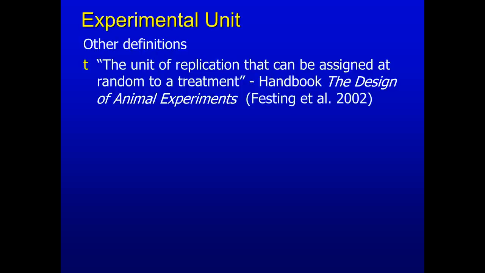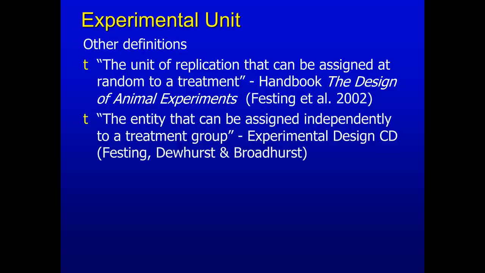Now, we talked about the experimental unit, and I gave you one definition. Here are a series of others. The unit of replication that can be assigned at random to a treatment, the entity, or a bit of biological material, that can be assigned independently to a treatment group. So there are two elements here, the random and the independent.